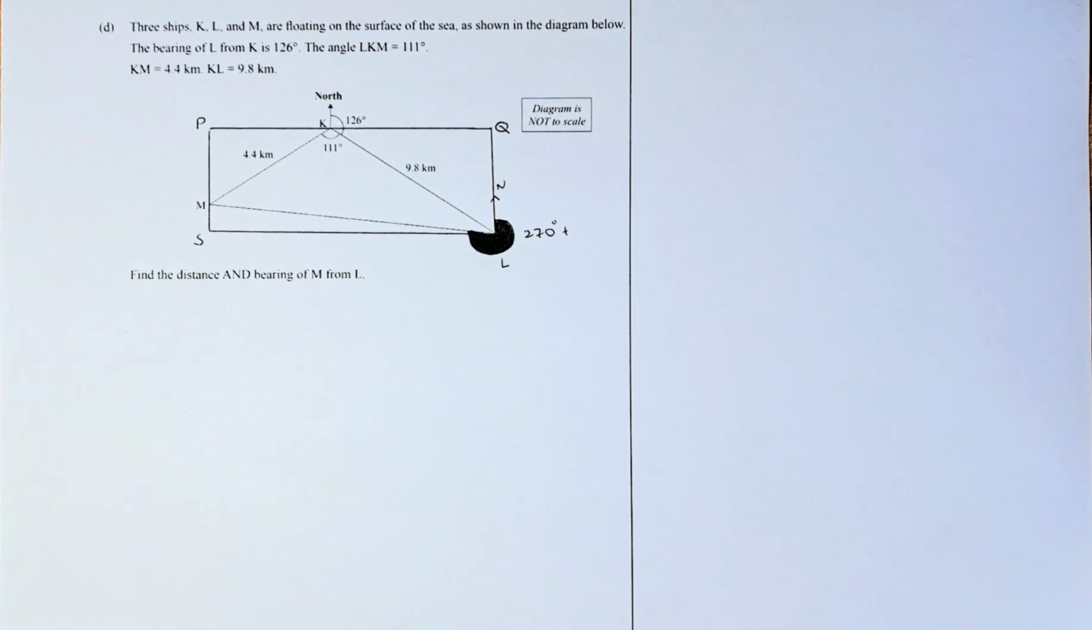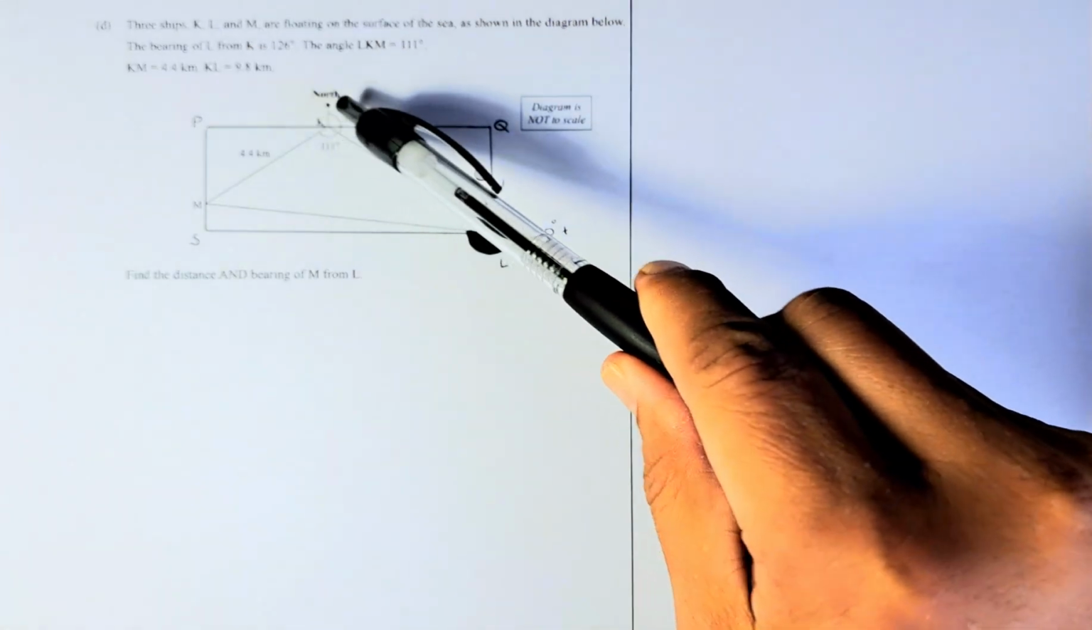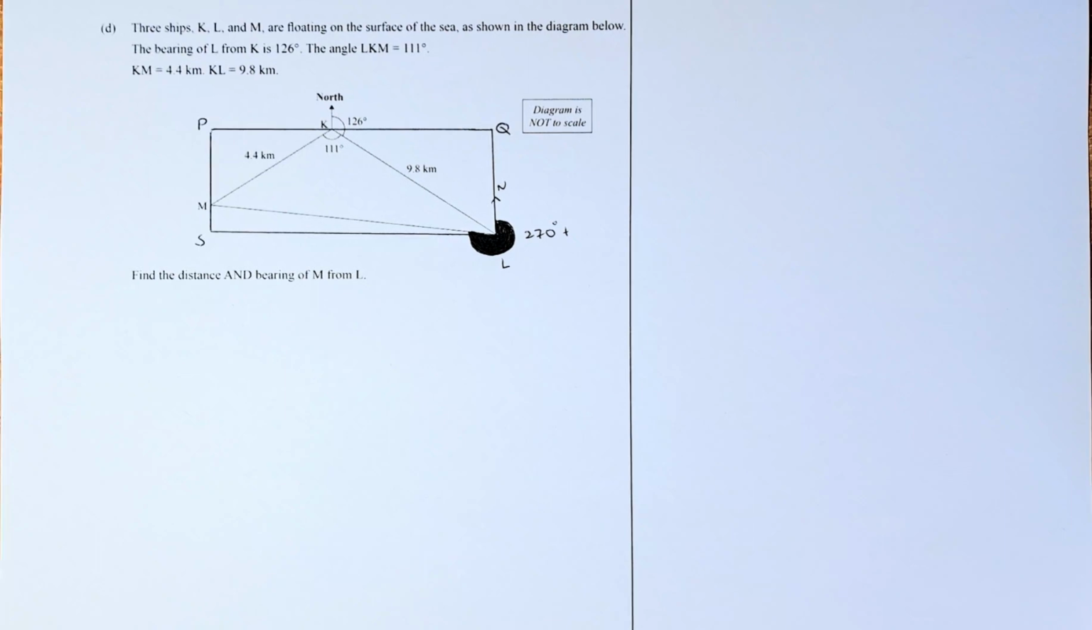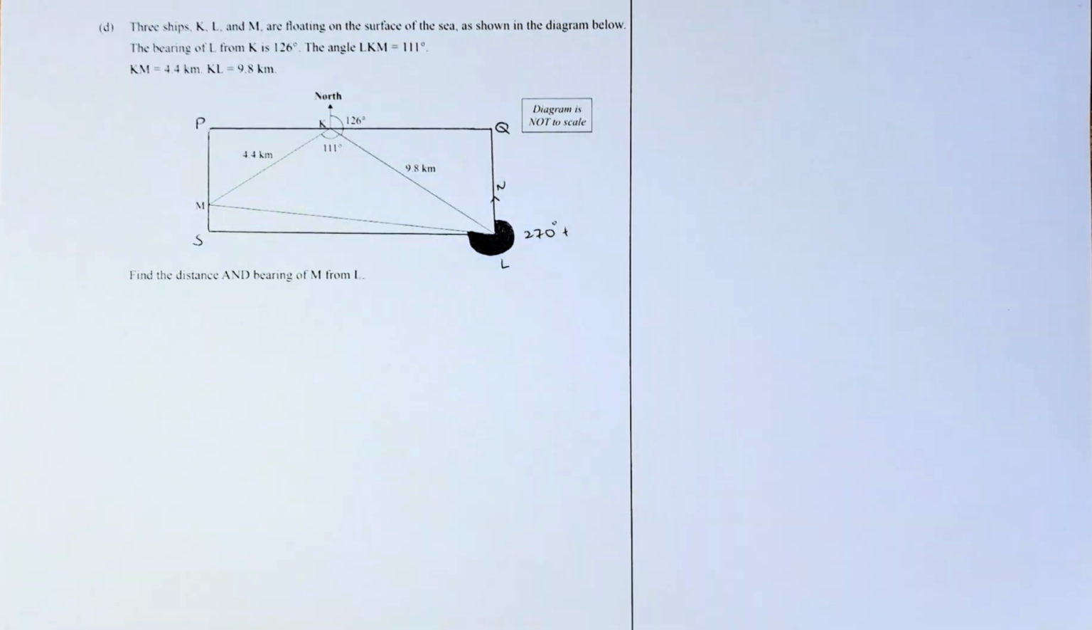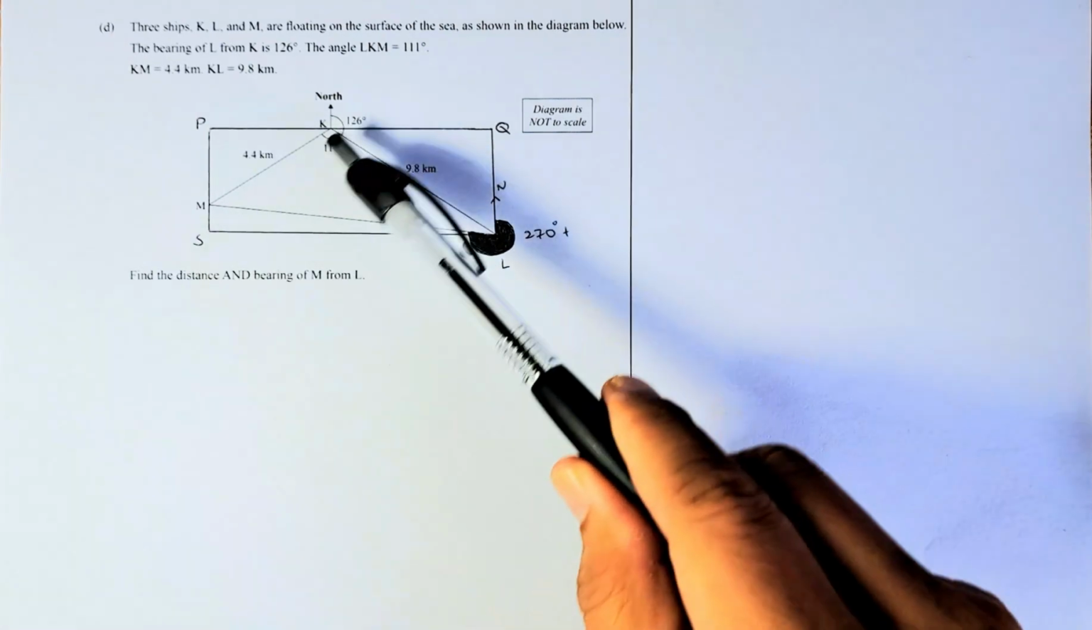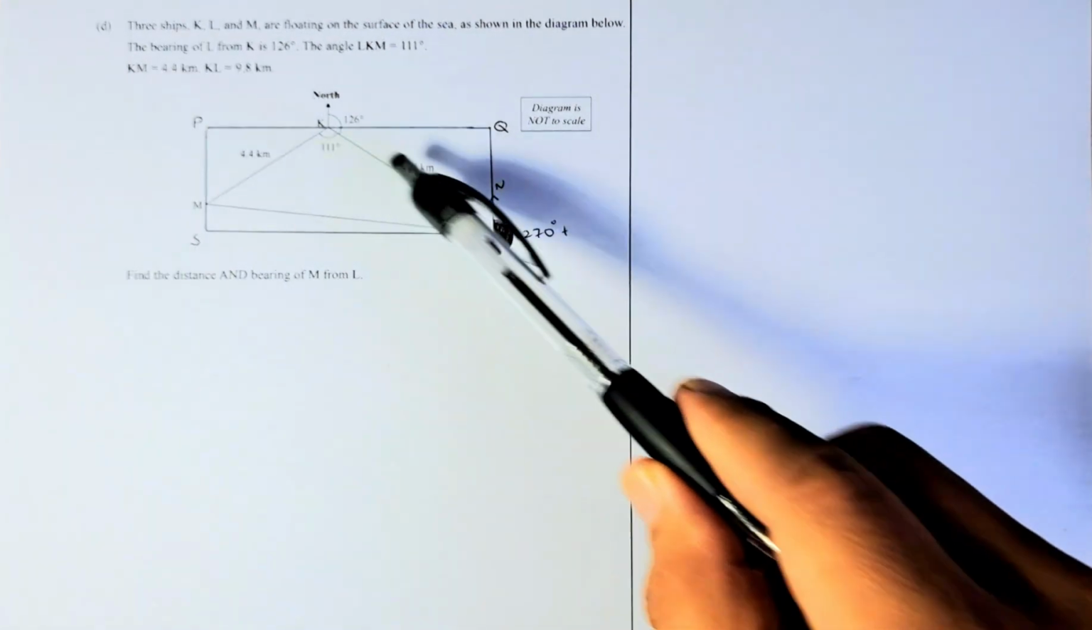Three ships K, L, M are floating on the surface of the sea, as shown in the diagram below. The bearing of L from K is 126, and the angle LKM is 111. KM is 4.4 and KL is 9.8.